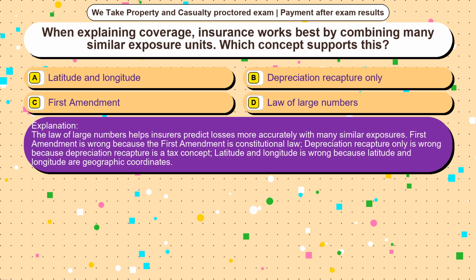The law of large numbers helps insurers predict losses more accurately with many similar exposures. First Amendment is wrong because the First Amendment is constitutional law. Depreciation recapture only is wrong because depreciation recapture is a tax concept. Latitude and longitude is wrong because latitude and longitude are geographic coordinates.